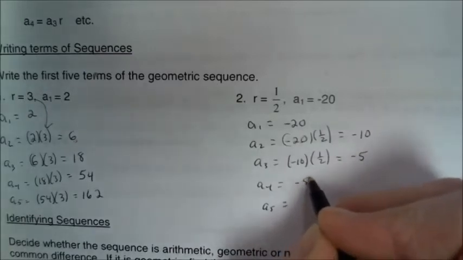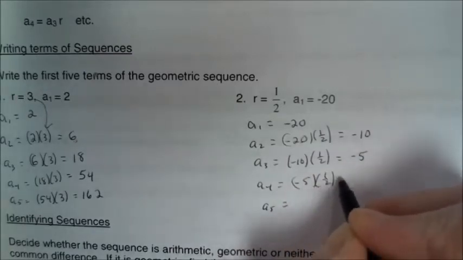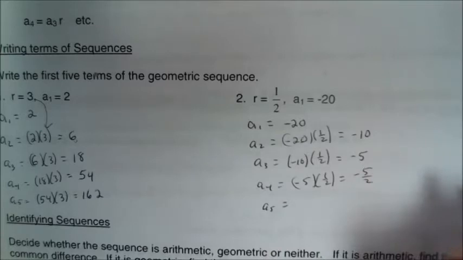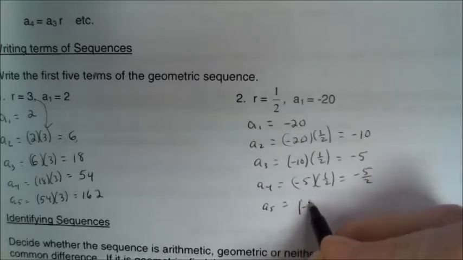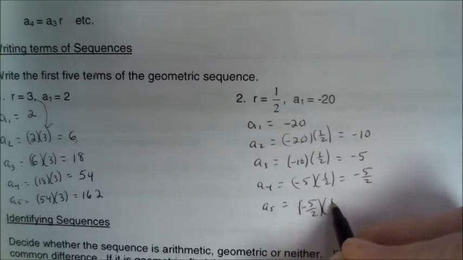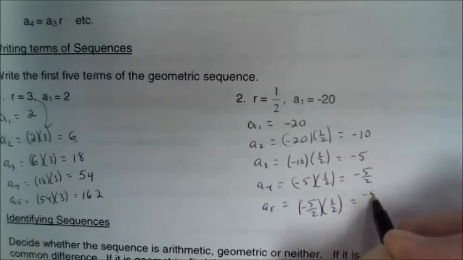The next term is negative 5 times a half, which is negative 5 halves. And the next term is negative 5 halves times a half, which is negative 5 fourths.